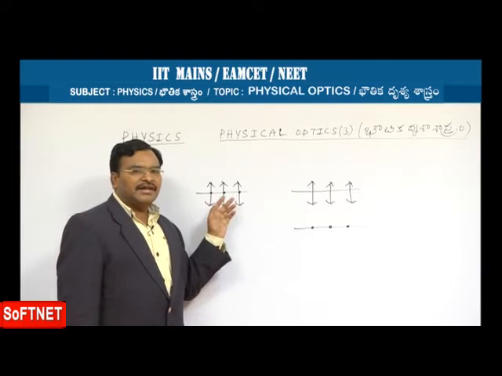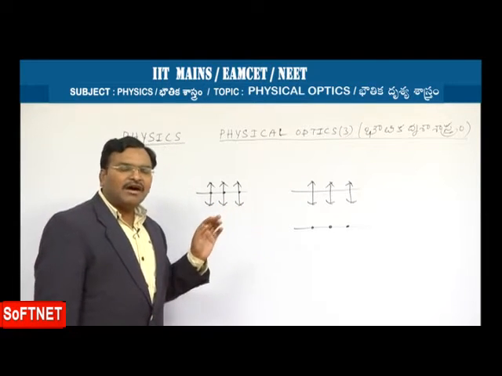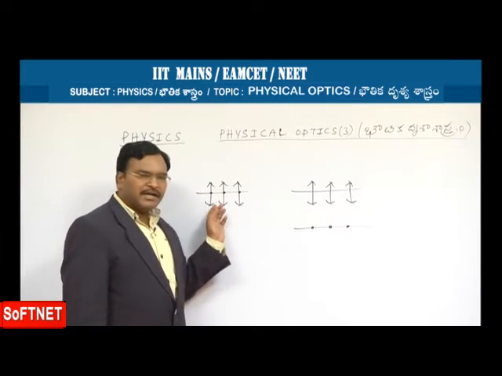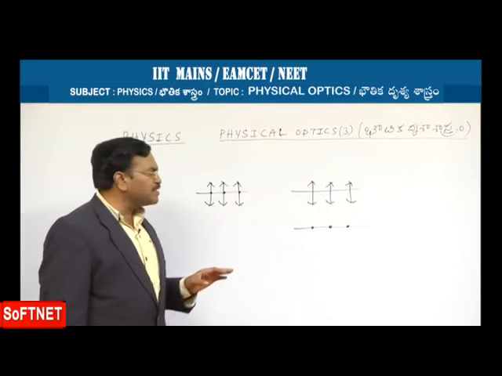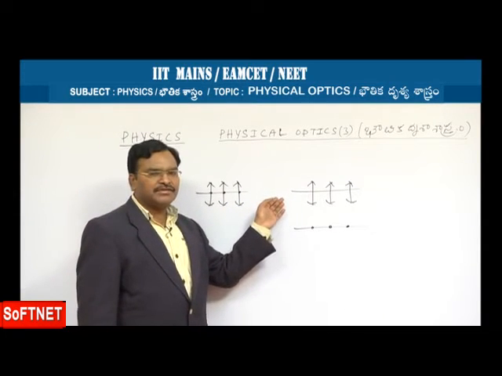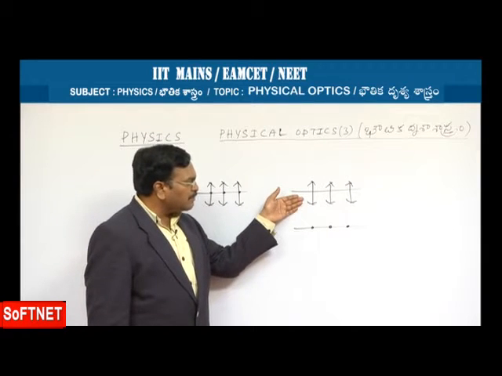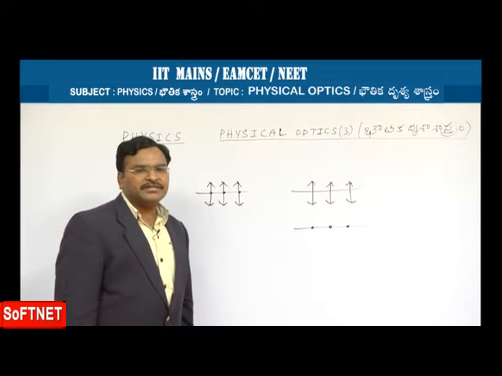Unpolarized light means electric field vector vibrating in all directions, perpendicular to the plane of incidence and parallel to the plane of incidence. But polarization means what? Restricting the vibrations of light waves to one plane, parallel to the plane of incidence or perpendicular to the plane of incidence. That is polarization.